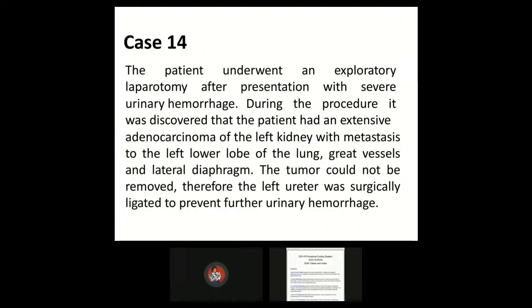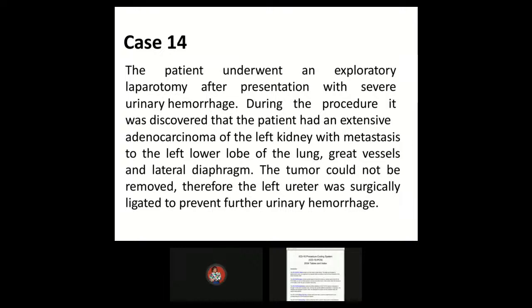Our first patient underwent an exploratory laparotomy after presentation with severe urinary hemorrhage. During the procedure, it was discovered that the patient had an extensive adenocarcinoma of the left kidney with metastasis to the left lower lobe of the lung, great vessels, and lateral diaphragm. The tumor could not be removed. Therefore, the ureter was surgically ligated to prevent further urinary hemorrhage.